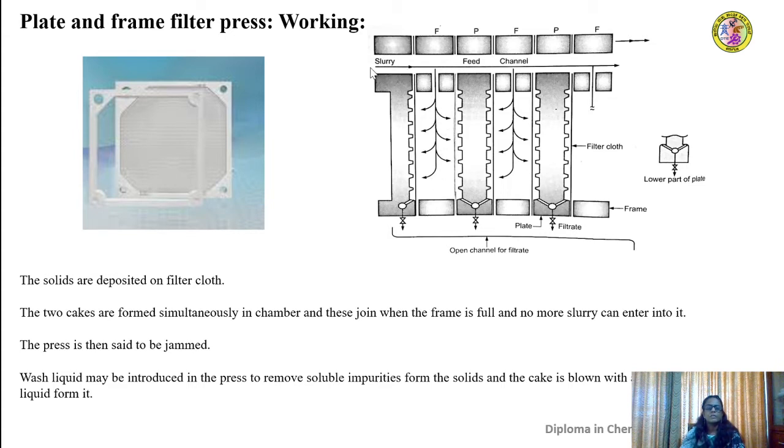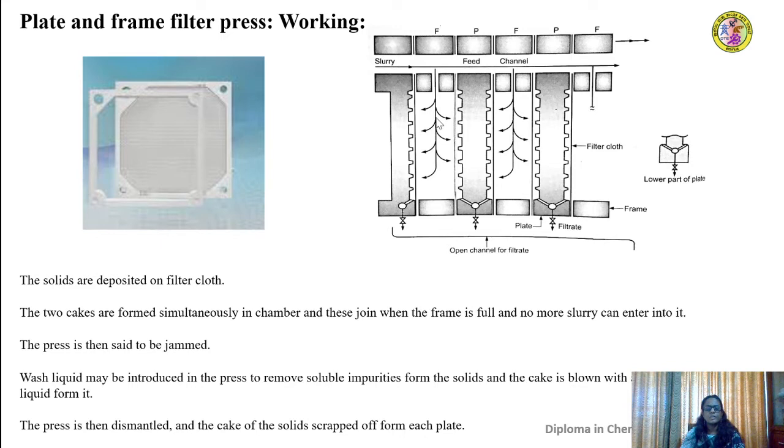The wash liquid is also introduced through the same channel that is meant for slurry flow. So the wash liquid enters in the same way as the slurry enters. Then it passes through the pores inside the cake, and then from either side it passes through the filter cloth, then flows along the face of the plate, then comes out through the discharge cocks. So that means the wash liquid also follows the same path as the slurry in the filter press.